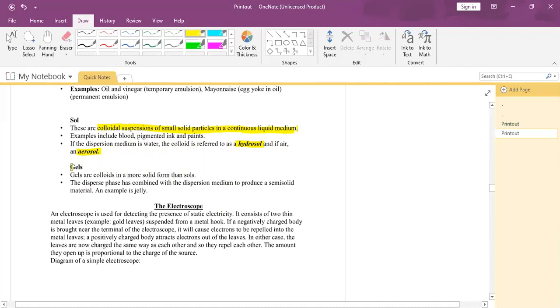And then the third one is the gel. What are gels? Gels are colloids in a more solid form than the sols. The dispersed phase has combined with the dispersion medium to produce a semi-solid material. An example would be jelly. So anything that is jelly-like, those are gels. It's a more solid form than the sol.